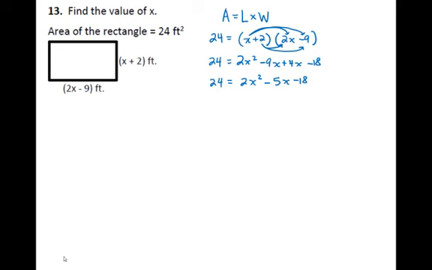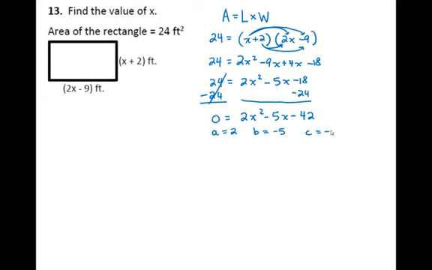Now I'm solving, so there's different ways of solving: graphing, completing the square, factoring, quadratic formula, but they all need to be in standard form. The quadratic needs to be in standard form. So I'm going to subtract 24 from each side to get 0 on one side. Negative 18 minus 24 is negative 42. Because my a value is 2, the best approach is going to be by using quadratic formula. So a is 2, b is negative 5, c is negative 42.